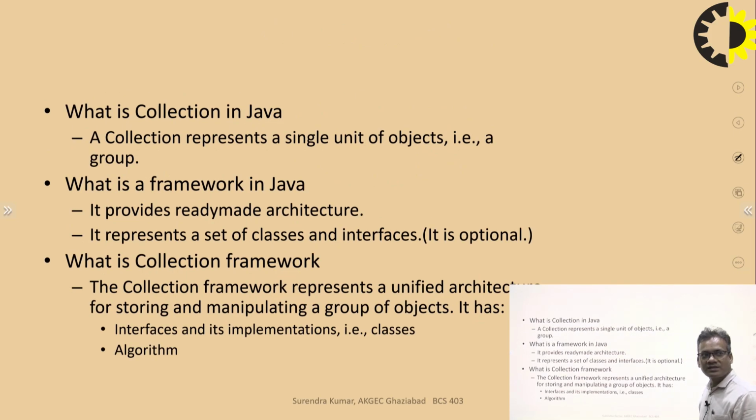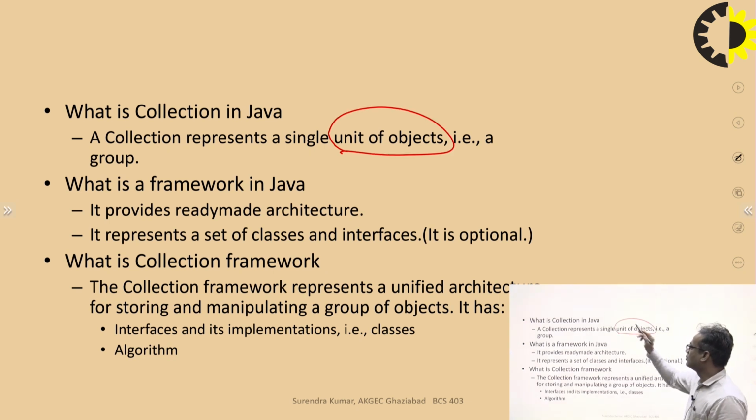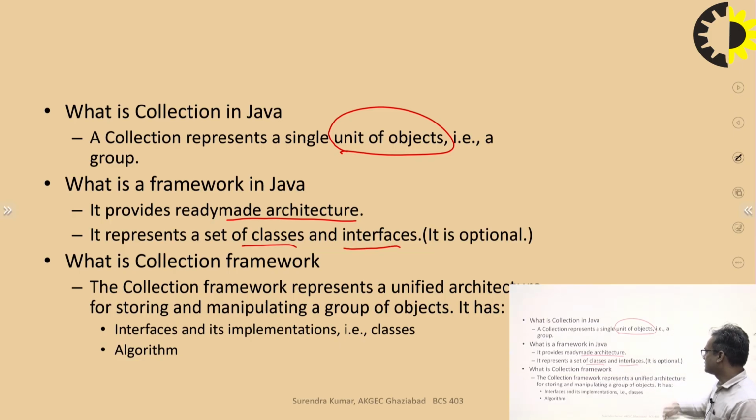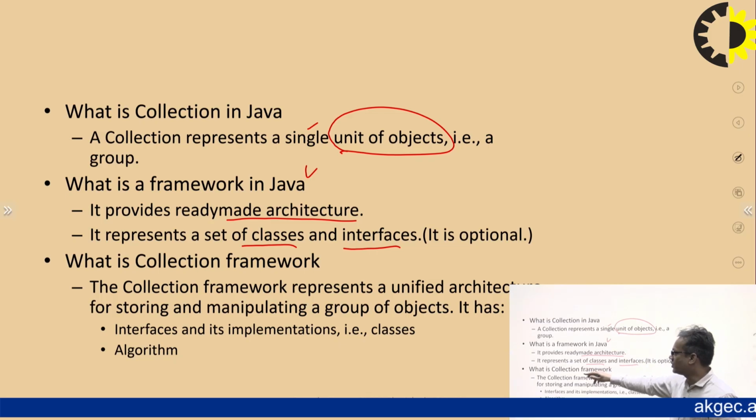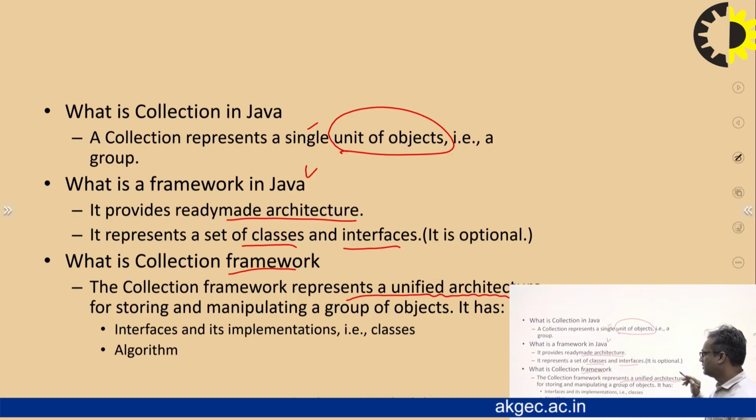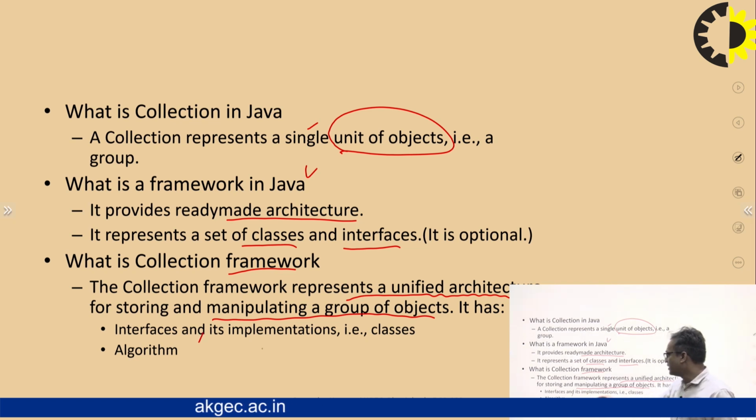So collection represents a single unit of objects, that is a group, and framework provides a ready-made architecture that represents a set of classes and interfaces. And if we combine collection and framework, what is a collection framework? That is, collection framework represents a unified architecture for storing and manipulating a group of objects, right? It has interfaces, its implementations, that is classes, and algorithms.